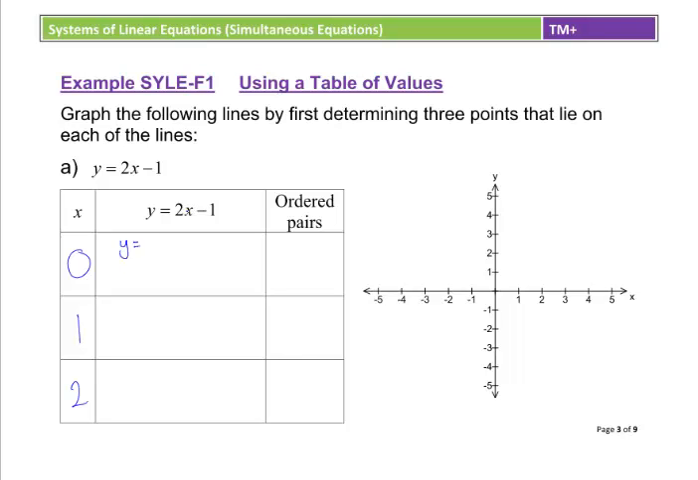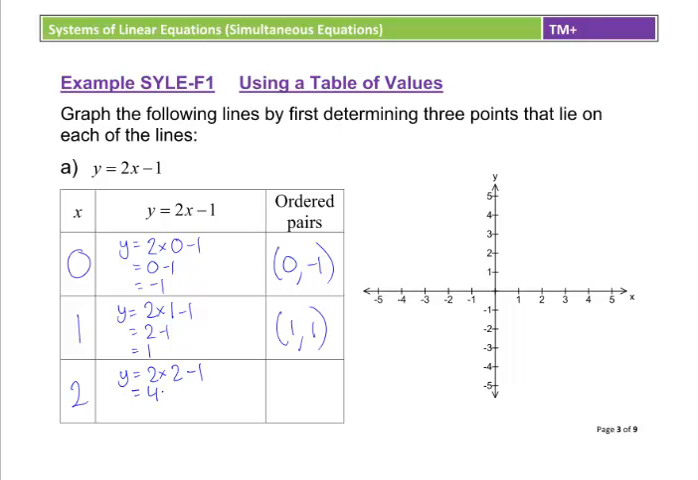So now I've got y equals 2 times x, so 2 times 0, minus 1, so that's 0 minus 1 is minus 1. So I've got 0, negative 1. Next one, y equals 2 times 1, minus 1, 2 minus 1, which is 1. So the point 1, 1. And last, y equals 2 times 2, minus 1, so it's 4 minus 1, which is 3.